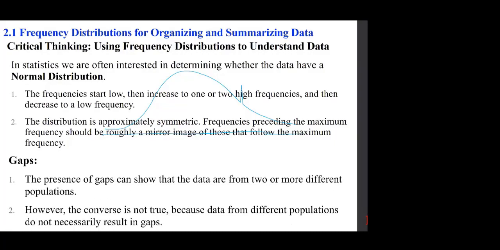Okay, somebody read the second part for us, please. With gaps. Gaps can show that the data are from 2 or more different populations. However, the converse is not true because data from different populations do not necessarily result in gaps. Thank you so much, everybody.